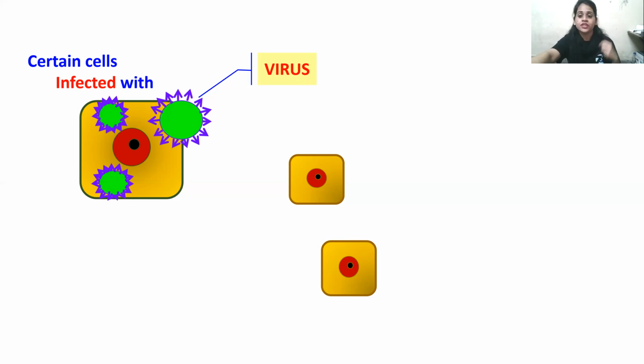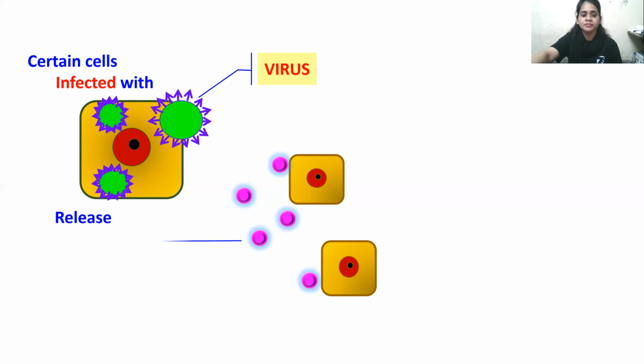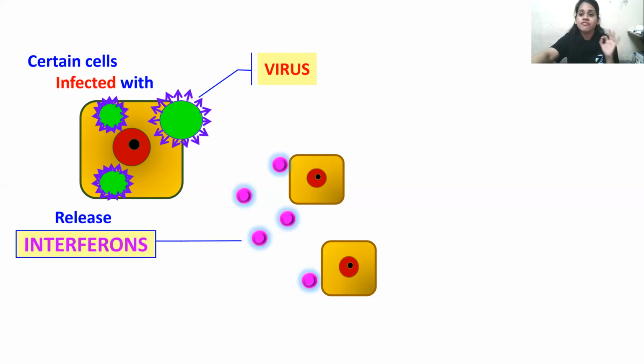Now let us take another example of body secretions. What happens when you get infected with a virus? For example, there is a certain virus which goes into your body. Don't worry, I'm not going to talk about the coronavirus. Let us take a very normal virus like the influenza virus. So what happens? Let us understand that. When certain cells get infected with the virus, these are the cells and the green one is a virus. So it releases interferons.